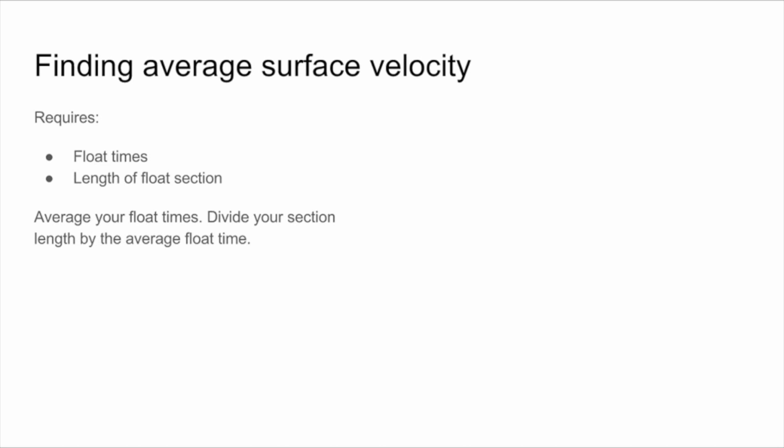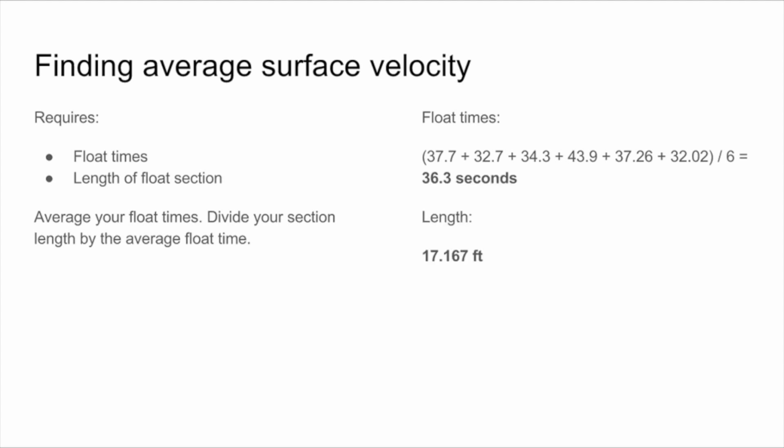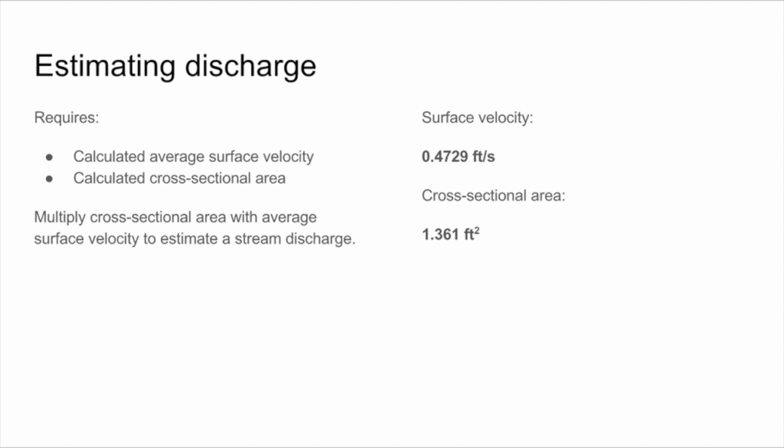Finding average surface velocity requires float times and the length of a float section. Begin by averaging your float times. Then divide your section length by the average float time. This is your surface velocity. Estimating your discharge requires having calculated your average surface velocity and your cross-sectional area. Multiply your cross-sectional area by average surface velocity to estimate a stream discharge. Your answer will be in units of volume per second.